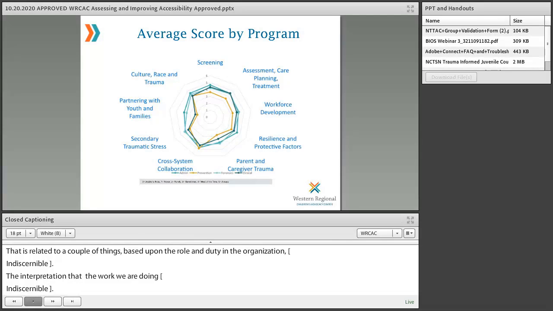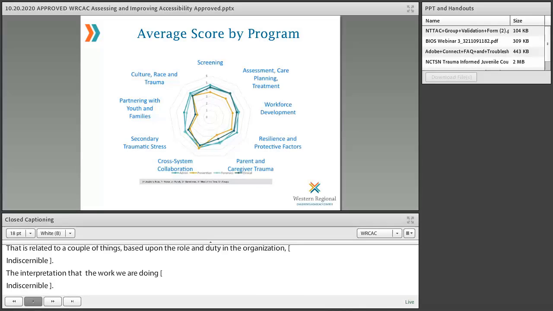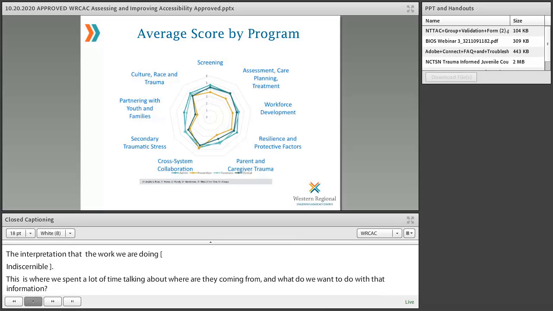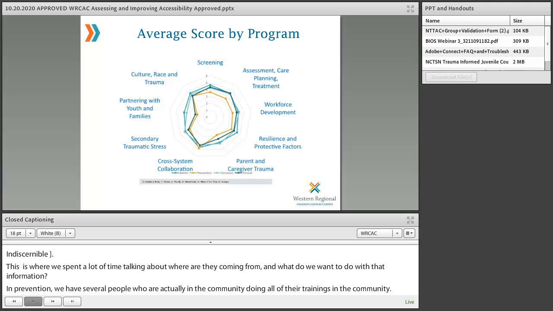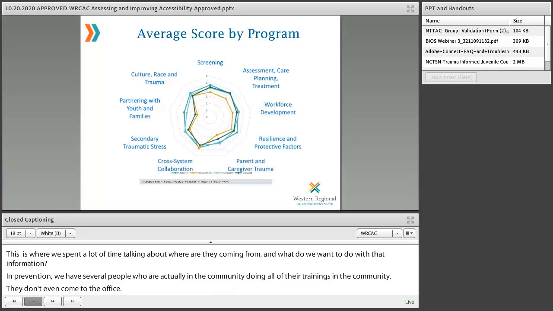So I'll also share in prevention, which is the gold line in here, we have several folks that are actually in the community doing their community liaison work. So they do all of their trainings in the community that they live in. So they're actually spread across the state, so they don't even come to our office most times. So for them, it's really hard to know, well, I have no idea how you're partnering with youth and families because I'm out in the community training. So that's just one example of where that disparity comes from.